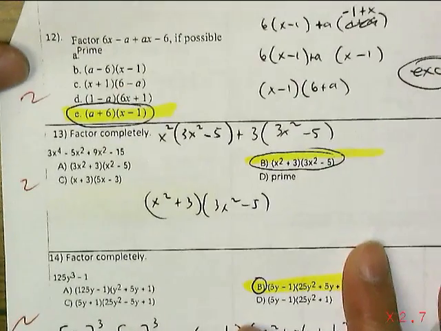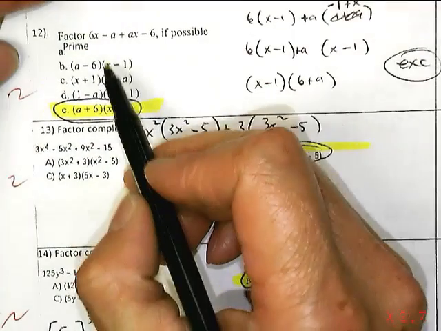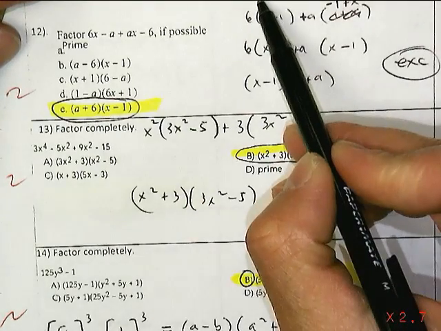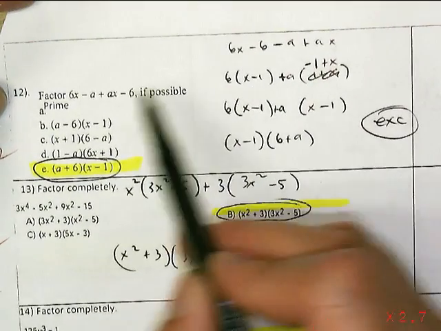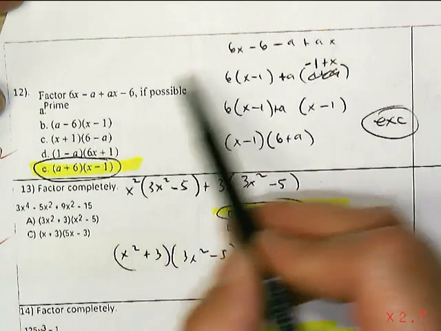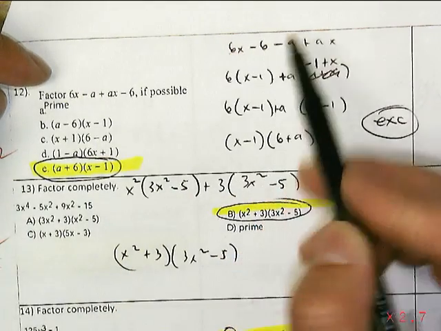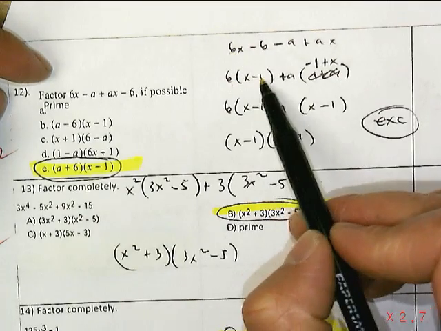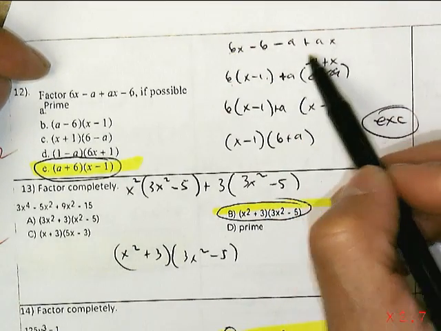Question number 16, I gave extra credit. You have 4 terms, 1, 2, 3, 4, which means you need to factor by grouping. The reason why I gave extra credit is because the first 2 terms don't have any greatest common factor. So 6x minus 6 and negative a and a positive ax. GCF is 6 here. This one's a little bit confusing.